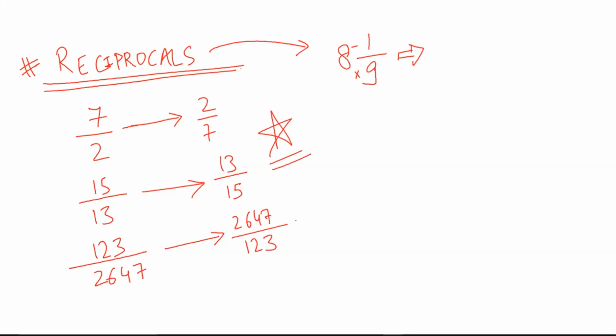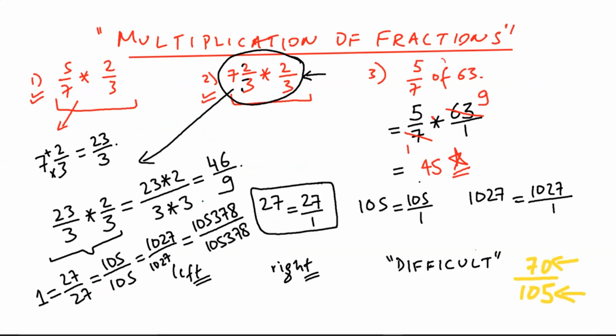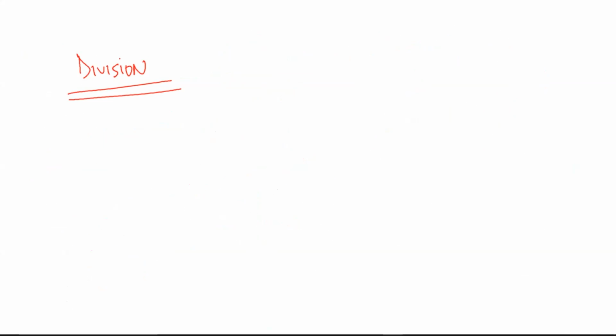I'll have to convert this. So 8 into 9 plus 1, 8 nines are 72 plus 1, 73 upon 9. And what would be the reciprocal of 73 by 9? 9 upon 73. Shabash. Is there any confusion? No, sir. Okay. Now, division we will do next time. We will do some questions of this "of". Have you understood? Yes. This we will do in the next class.